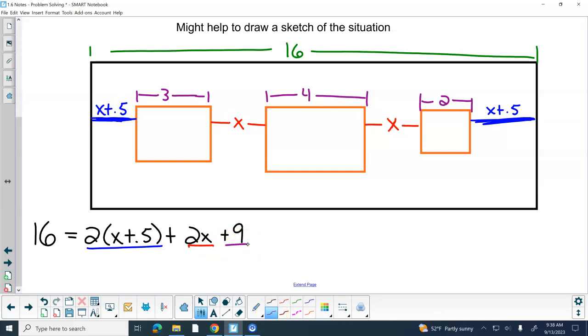Now, if you wrote all those out, that would be fine too. x plus 0.5 plus 3 plus x plus 4 plus x plus 2 plus x plus x plus 0.5 equals 16. Because your whole wall is going to be covered with some distance, and that distance is 16. Okay? Solve that now for me.